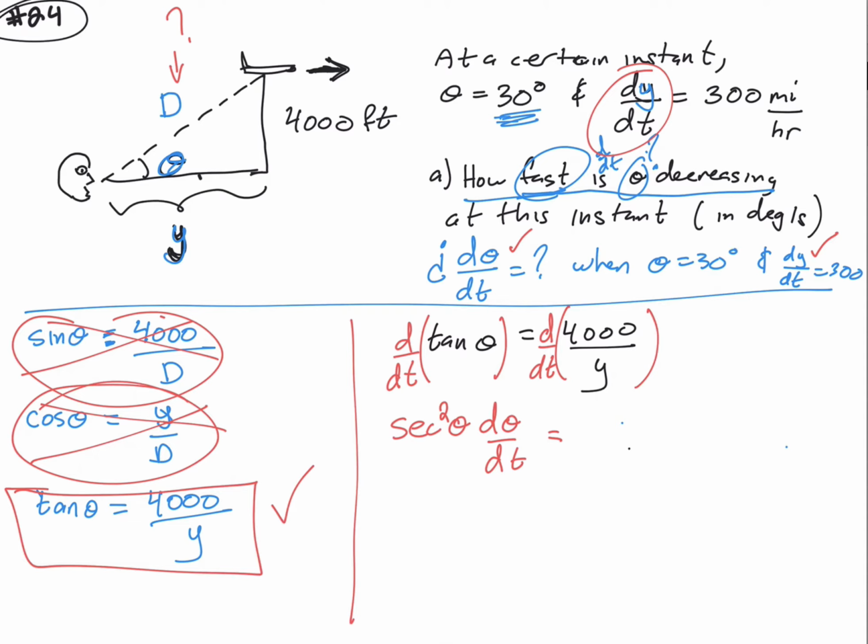So 4,000 over y, when you get the derivative of that, remember you think of it as 4,000 y to the minus 1, right? So you do the power rule. So what would you end up with? You would end up with minus 4,000, right? Y to the negative 2, but we don't like negative exponents, so I'm just going to move it down as y squared. Is that okay to do? Times, exactly, dy over dt. You guys okay with that? That I put y squared on the bottom instead of y to the minus 2 on top? Is that okay?